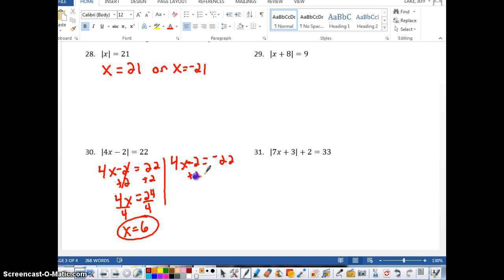The second answer, again, you're still going to add your 2, but this time it's going to be 4x is equal to negative 20. Divide by your 4, and you end up with x is equal to negative 5.